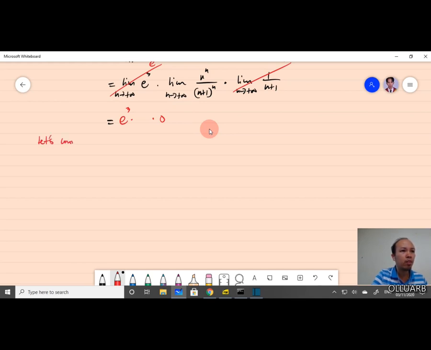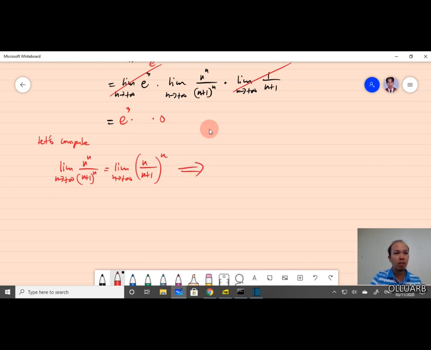Okay, let's compute the limit of n to the n over n plus 1 to the n as n approaches positive infinity. Notice that we can rewrite this in this form: n over n plus 1 raised to the power of n as n approaches positive infinity. As you can see, this is very familiar. Just recall your Calculus 3 subject. We can write this in this form.